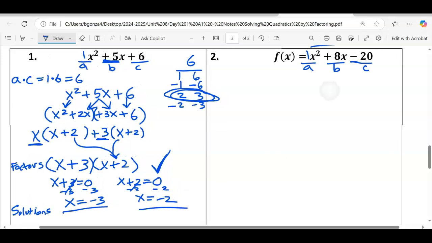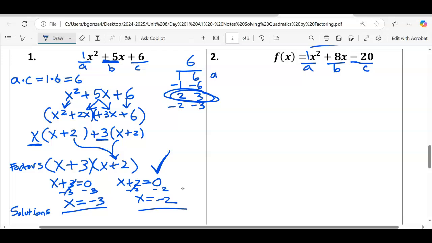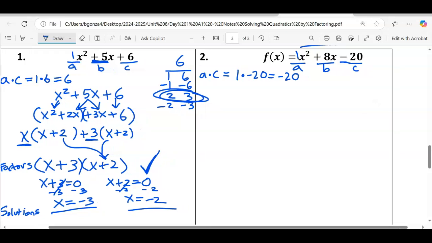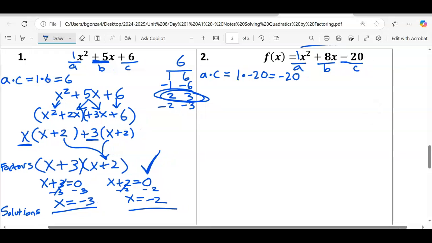Alrighty then, let's do AC. A times C. It's going to be 1 times negative 20, which is negative 20. Cool. And what are we going to do? Let's go ahead and write negative 20 off to the side and start figuring out what are our factors. What multiplies to make negative 20? Let's always start with 1. 1 times negative 20.